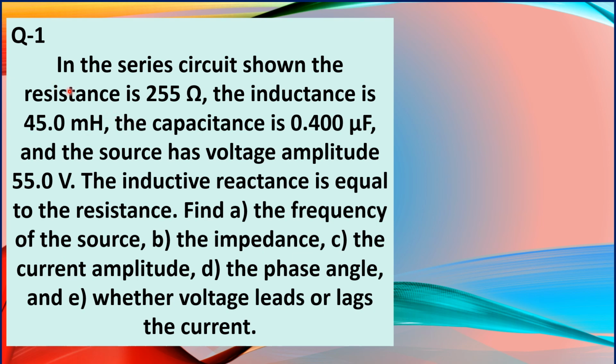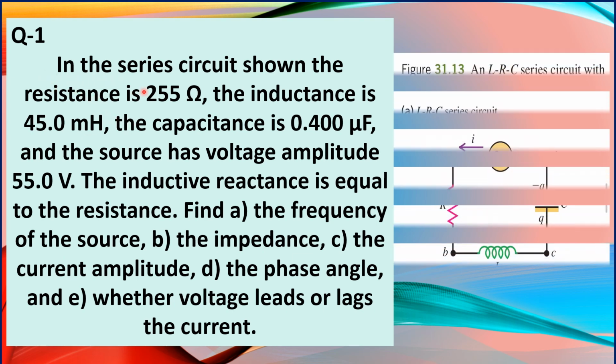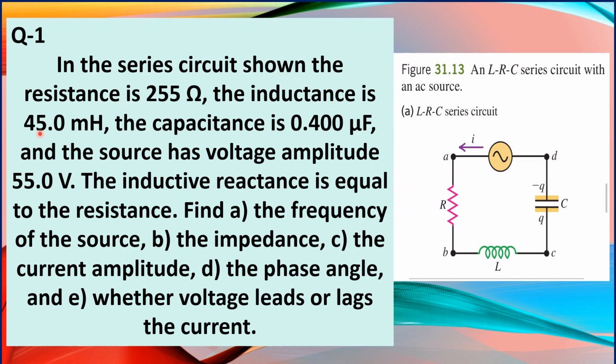All right, so we now have our question number 1. In the series circuit shown, the resistance is 255 ohms. The inductance is 45.0 millihenry. The capacitance is 0.400 microfarad. And the source has voltage amplitude 55.0 volts. The inductive reactance is equal to the resistance. Questions. Find letter A, the frequency of the source. Letter B, the impedance. Letter C, the current amplitude. Letter D, the phase angle. And letter E, whether voltage leads or lags the current.